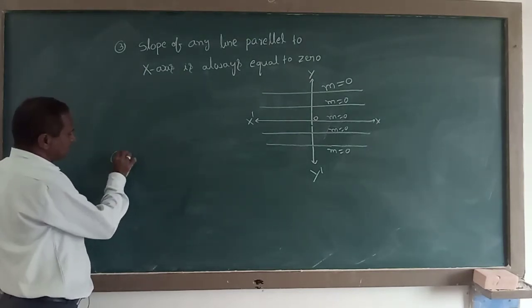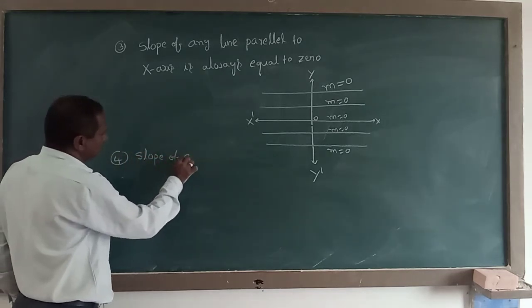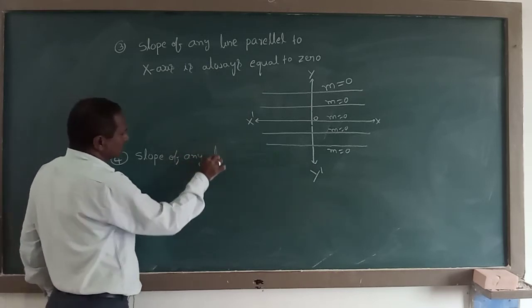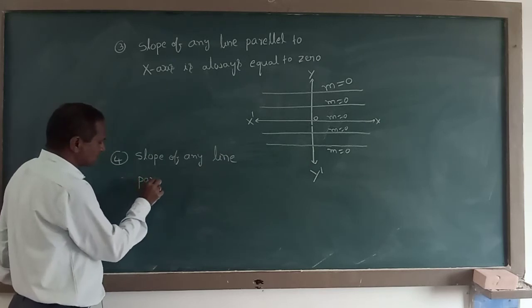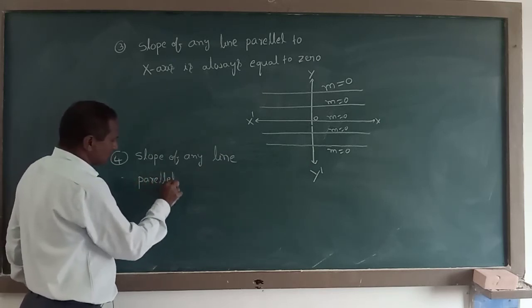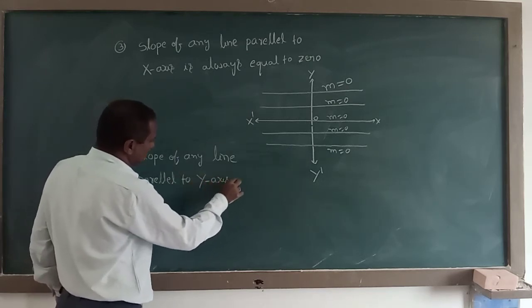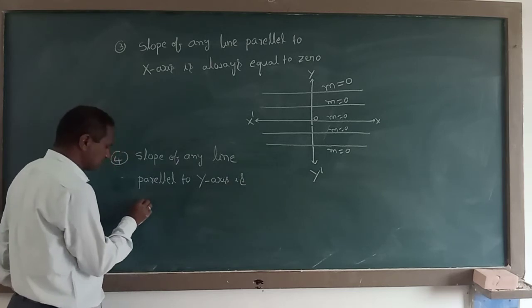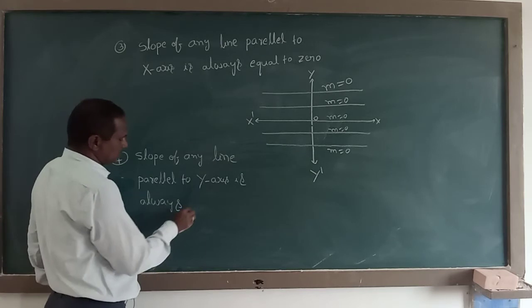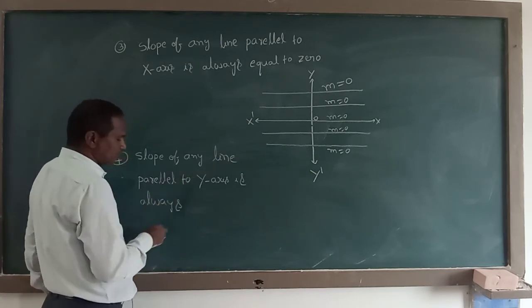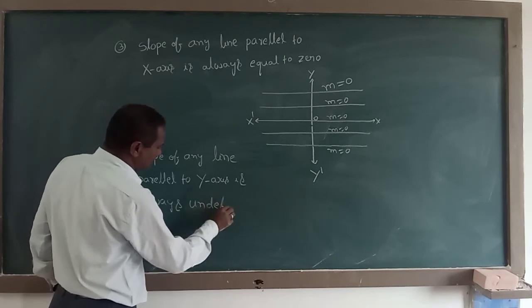The slope of any line parallel to the y-axis is always undefined. Undefined means infinity.